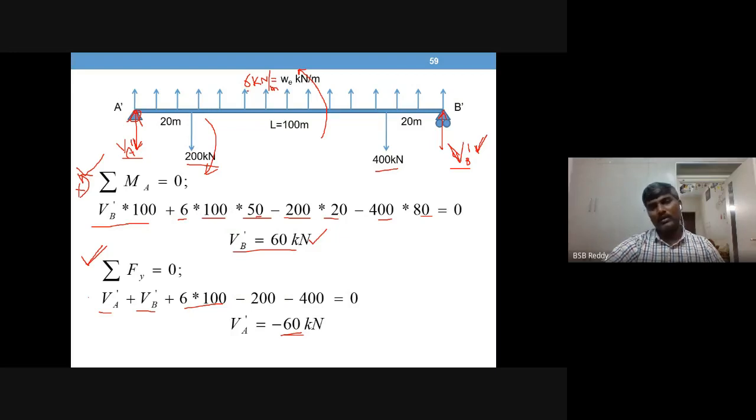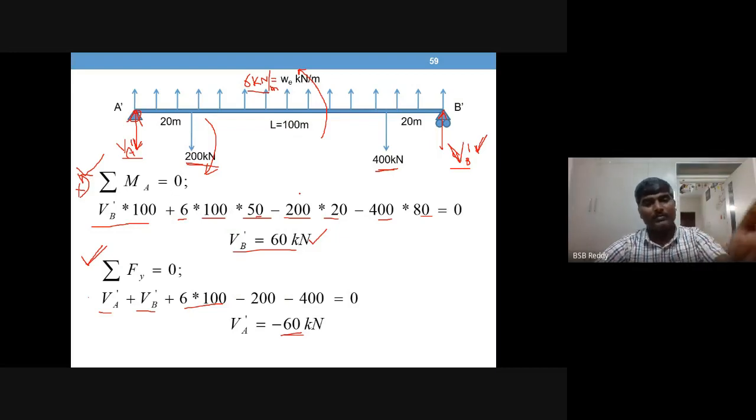Because of this 200 and 400, you got this UDL of 6 kilonewton per meter. So already 400 plus 200, 600, is balancing 6 into 100. So VA dash and VB dash should have a balancing value.